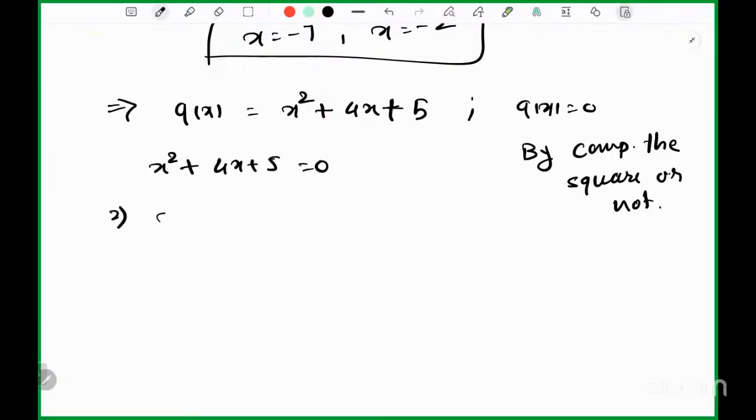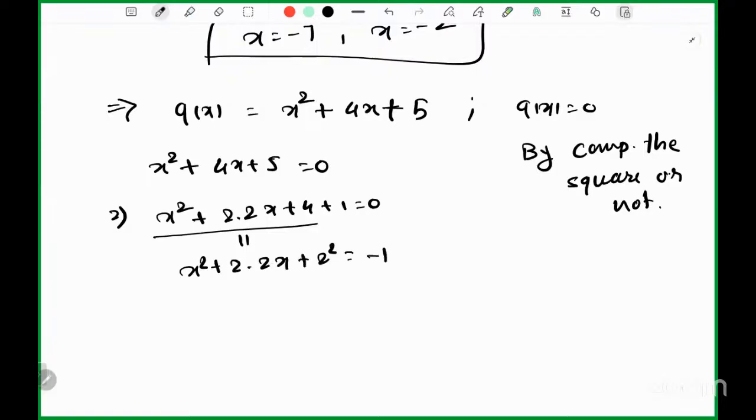So the answer here is no, we actually cannot do. Let's see. So x square plus 2 into 2x plus 4 plus 1 is equal to 0. So this whole term, x square plus 2 into 2x plus 2 square, is equal to minus 1. That means this is the same as x plus 2 the whole square is equal to minus 1. But here we cannot take the square root because minus 1 is there. So the answer will be no, we cannot find the roots of this particular quadratic equation by completing the square method.